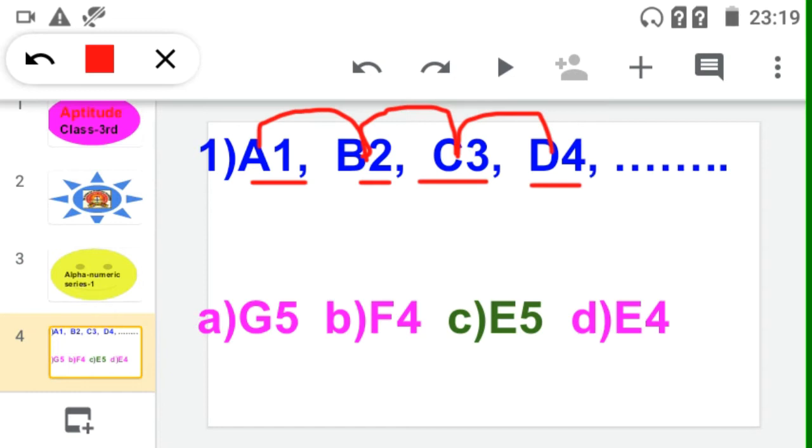So see, here A is in the first term, B is in the second term, C is in the third term, D is in the fourth term. So A after B is there in the second term. So B after C is there in the third term. C after D is there, that is in the fourth term. So now you tell me, D after which letter will come in the alphabet? That is E. Correct. D after E should be there. Correct. So now these are the alphabets.